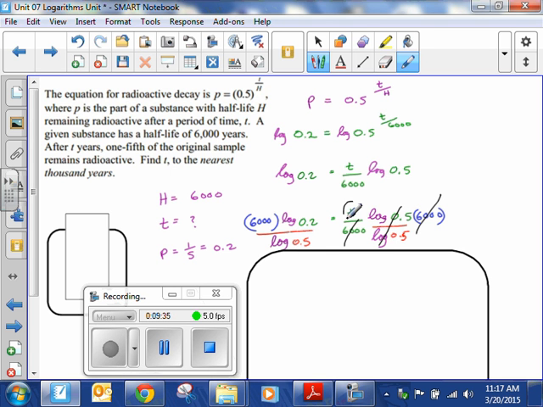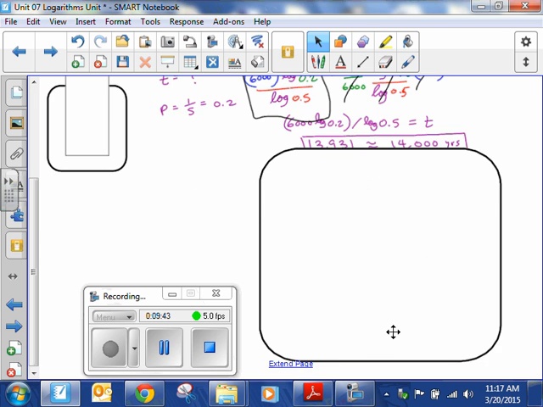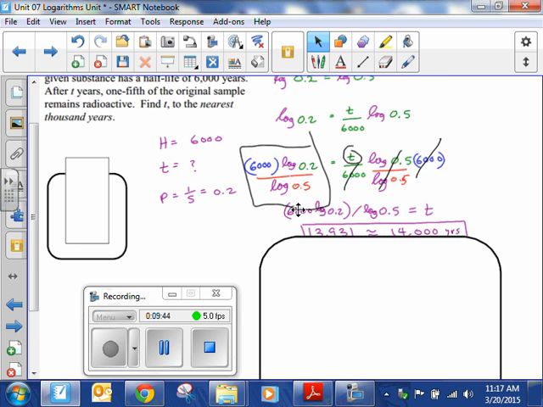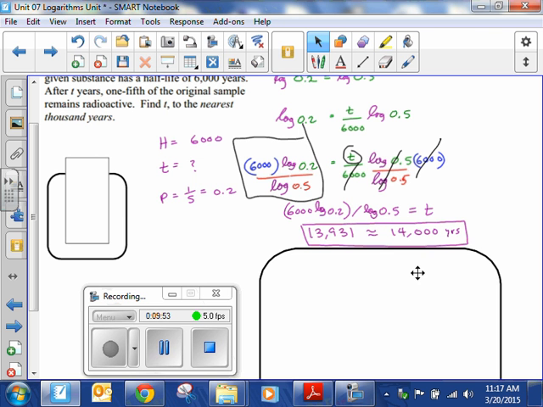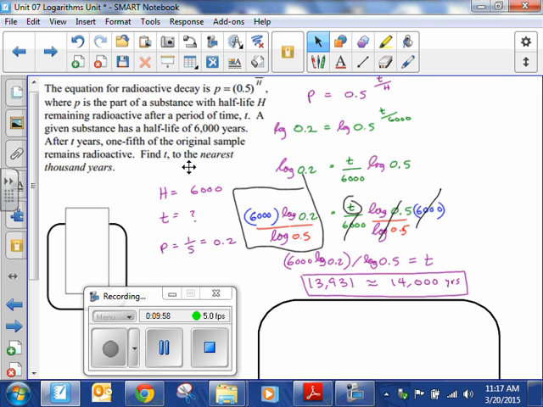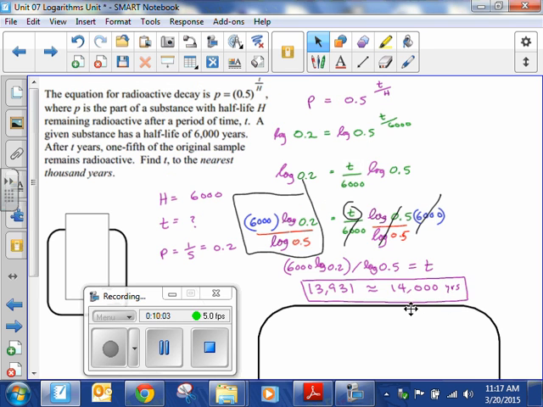Now that we have the T by itself, we need to carefully evaluate this expression. And as you can see, putting this in the calculator, parentheses, 6,000 log 0.2, close parentheses, divided by log 0.5, and our answer is 13,931. But since they wanted t to the nearest 1,000 years, 14,000 years is the most correct answer.